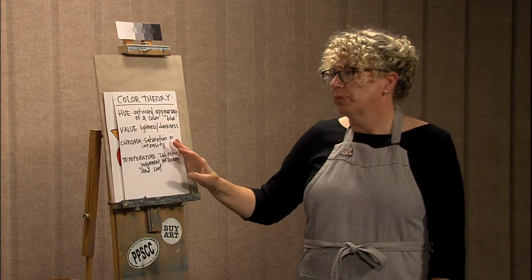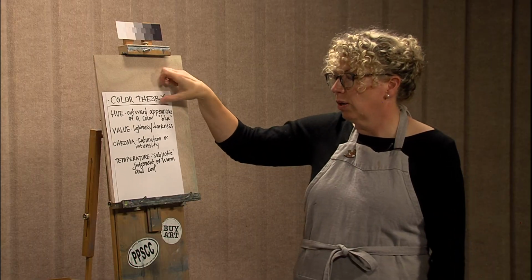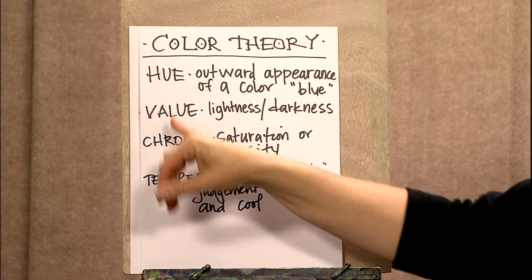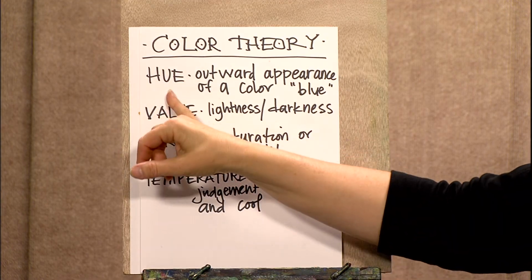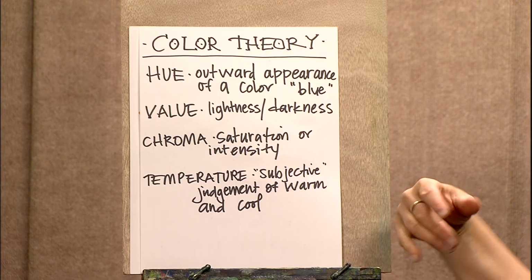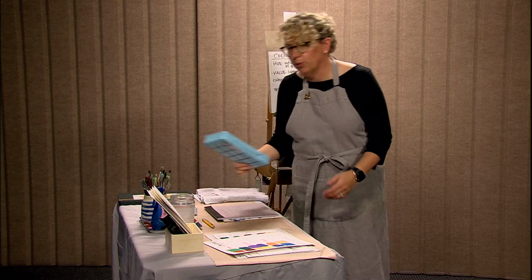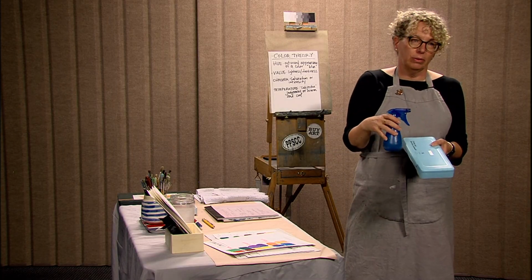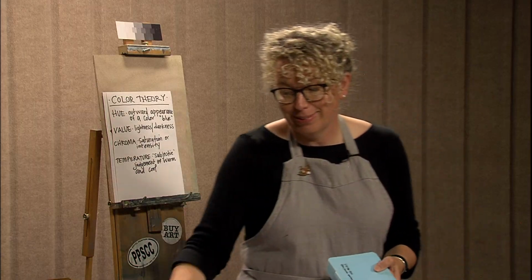And so when we talk about color, we always have these attributes. And the first is hue, not Hugh Grant, right? But hue here for color. That's the outward appearance of a color, right? So this hue is blue and this hue is blue, right? They're different blues, but the same hue.